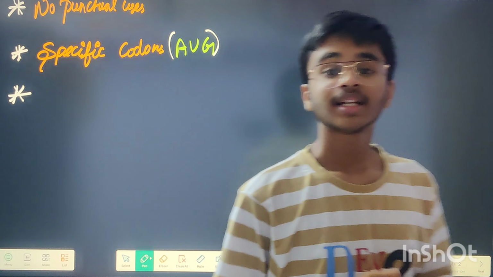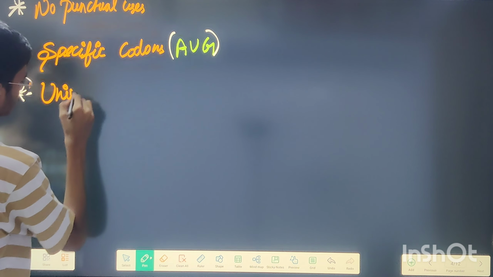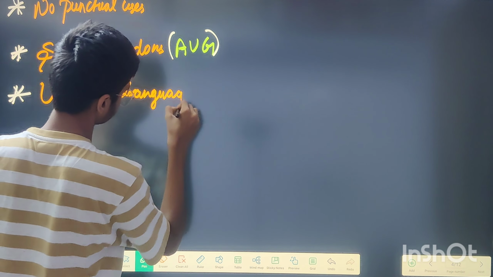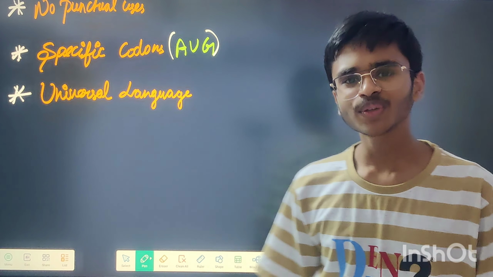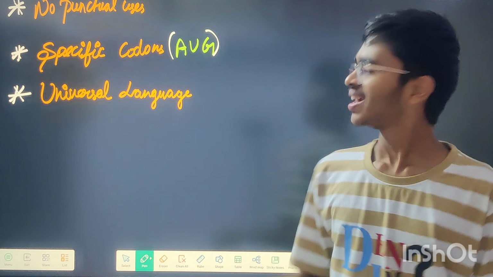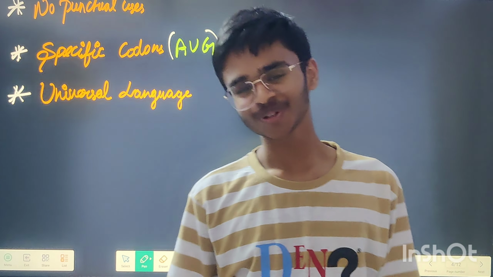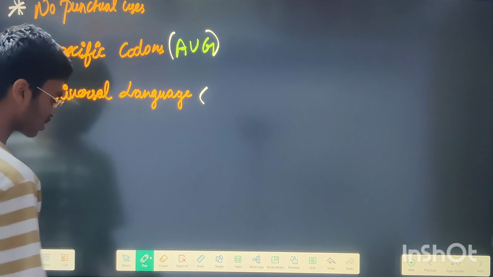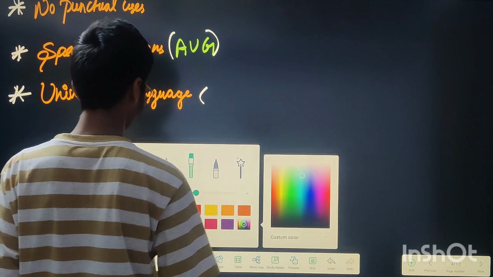Then after this AUG, what else can I give? We also have the universal language. Yes, this is a universal language. That means if AUG is there in this universe, then in another universe also, AUG means methionine only. Just kidding. That means in any organism, AUG means methionine only. There is no different name for that, except in mitochondria and chloroplast.